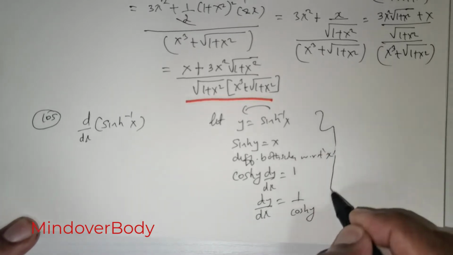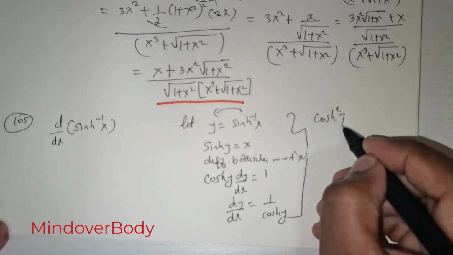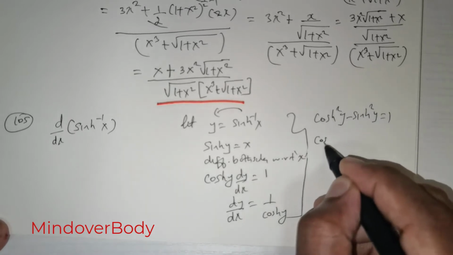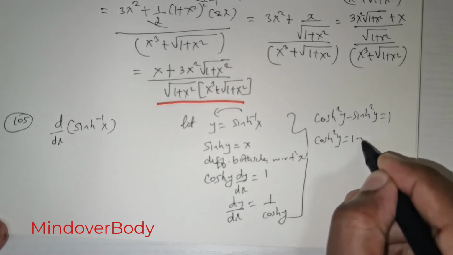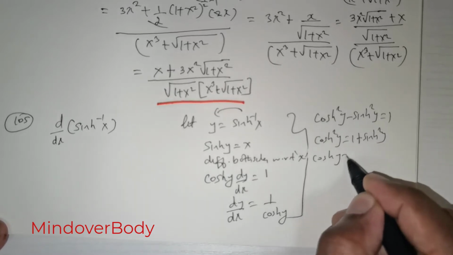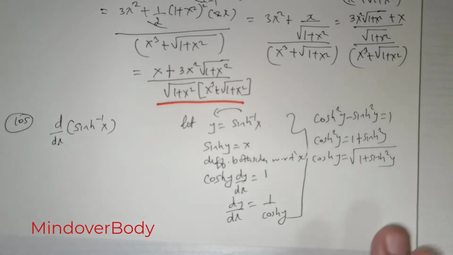Now you have to know the following formula. What is that? Cos squared y negative sin squared y is equal to 1. So cos squared y is equal to 1 positive sin squared y. So from here cos y is root of 1 positive sin squared y.